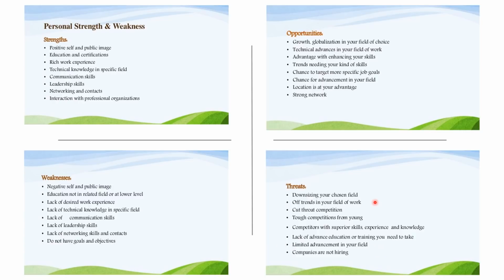Now threats. Okay, now what can be a threat? Very high competition. There are lots and lots of computer programmers. So this is a threat. This is counted as a threat. Okay, tough competition. All these are counted as threats, and low hiring because of this pandemic. Companies have stopped hiring. So these are some of the threats. So these are some examples of the personal strengths and weaknesses.